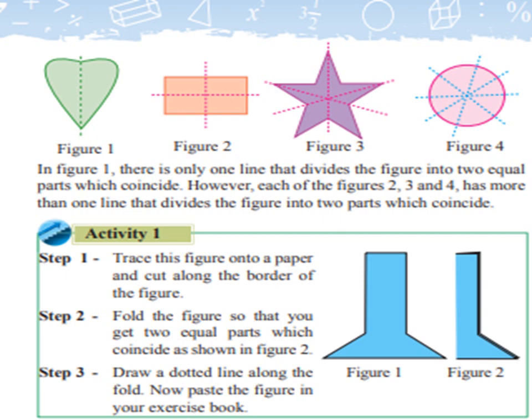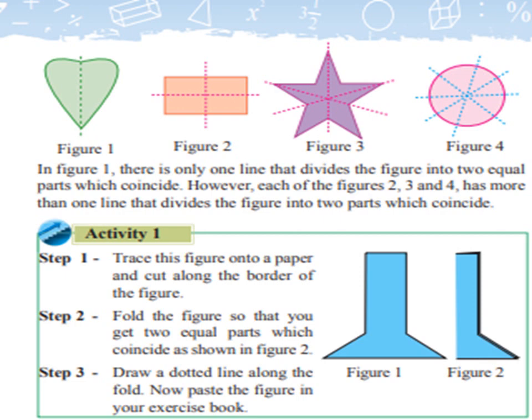In figure 1 there is only one line that divides the figure into two equal parts which coincide. However, each of the figures 2, 3 and 4 has more than one line that divides the figure into two parts which coincide. So, in figure 1 there is only one line that divides the figure into two equal parts.